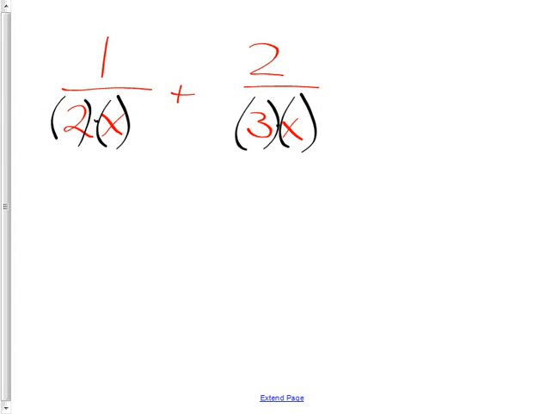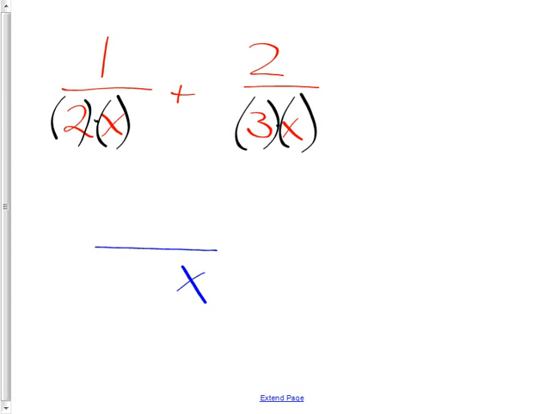Yes? You could multiply both of them by 6, but there's a better way. Well, how about this? Do you agree that there is a common denominator for these two that would involve an x?